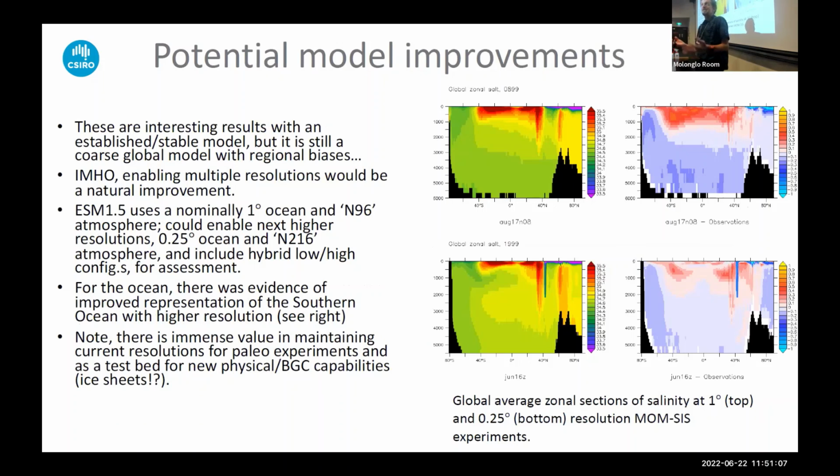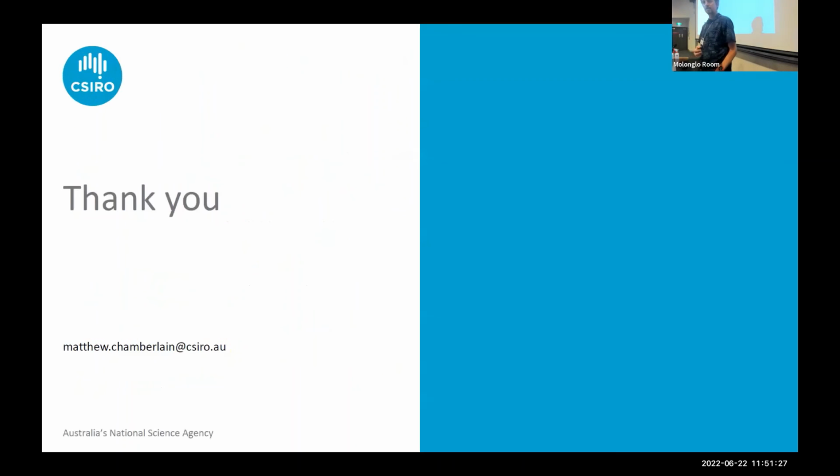What would I like to see? Different resolutions. We're getting great global results here, but I've got a 1 degree global ocean and an N96 atmosphere. I'm familiar with the ocean, and I see different ocean responses at the next resolution of a 1/4 degree ocean, and it would be great to enable that within some of the initiatives here.